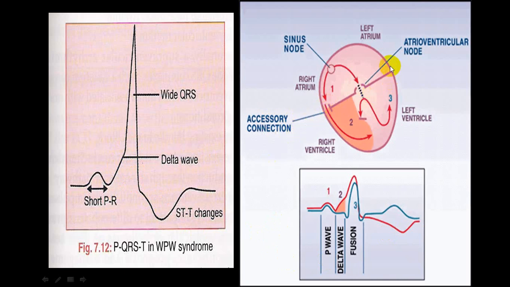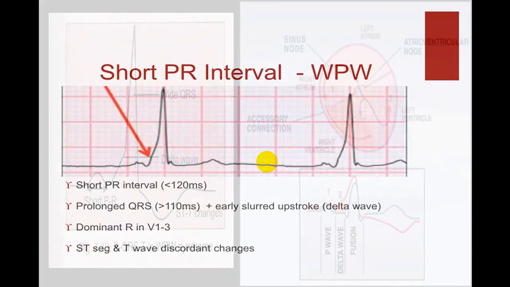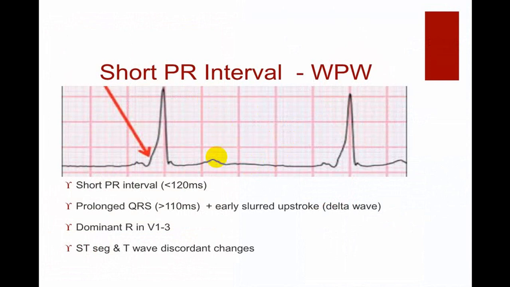You can have a bundle mainly on the left side. Very rarely you get a bundle on the right side. And when it is on the right side, it will give you a left bundle branch block pattern. And when it is on the left side, it will give you a right bundle branch block pattern. This is a very characteristic delta wave. You can get a short PR, delta wave, broad QRS complex. Usually the T wave is in the opposite direction. And if it is in the left ventricle, you will have a dominant R wave in V1 to V3. That is what we call a right bundle branch block pattern.